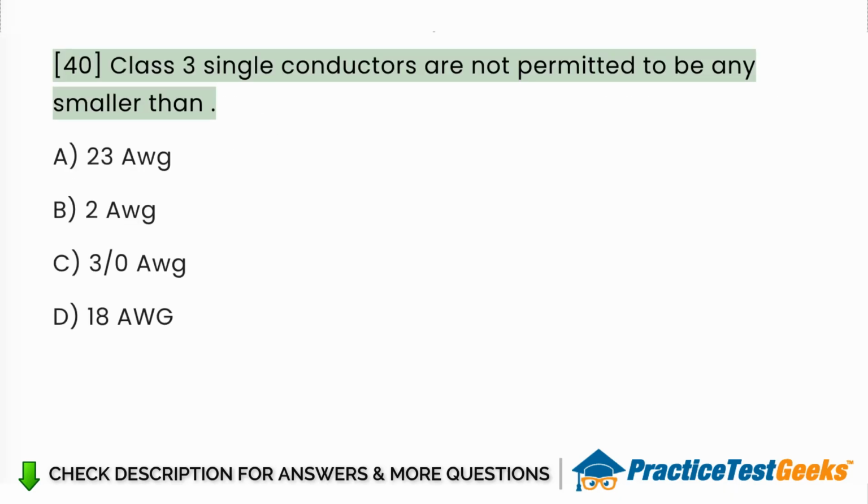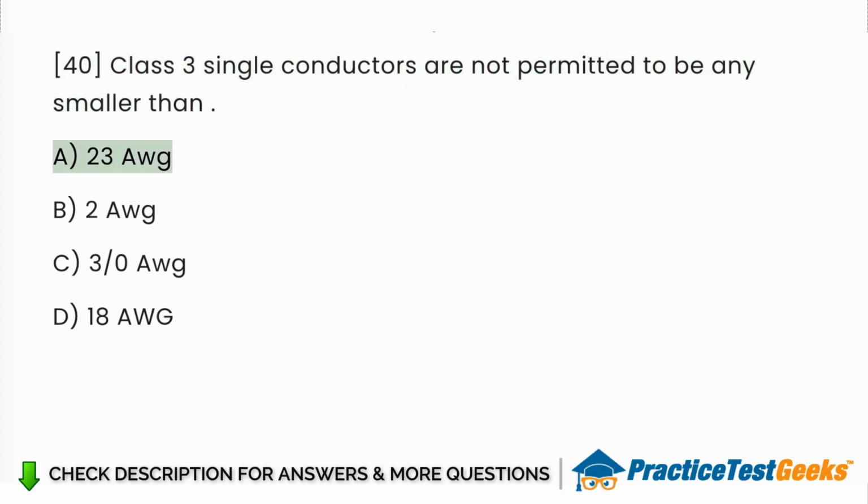Class 3 single conductors are not permitted to be any smaller than ___ A. 23 AWG. B. 2 AWG. C. 30 AWG. D. 18 AWG.